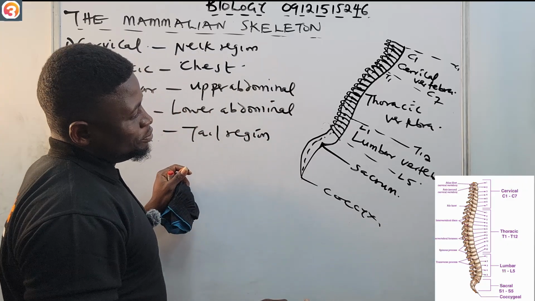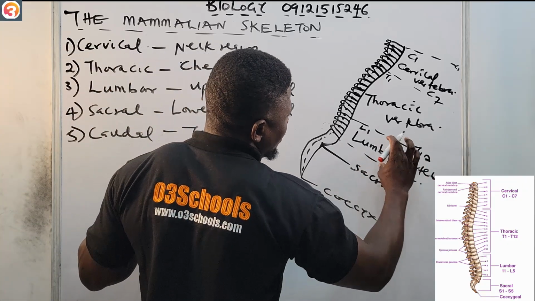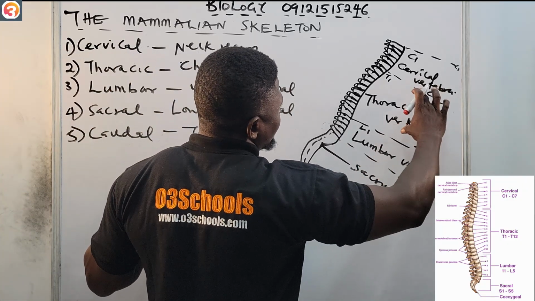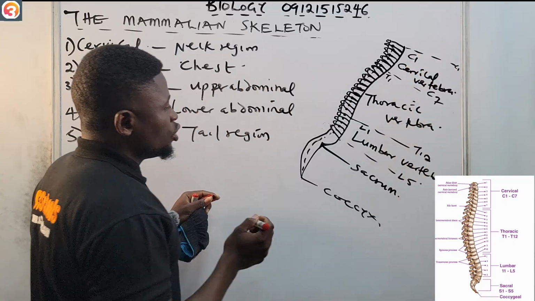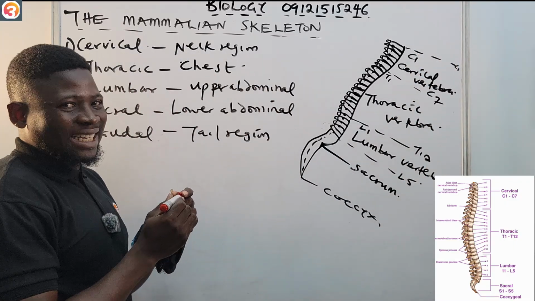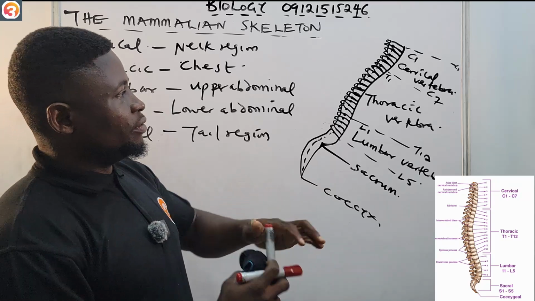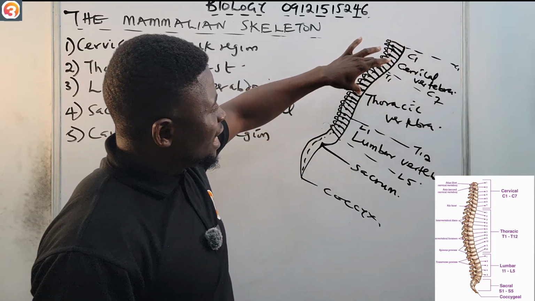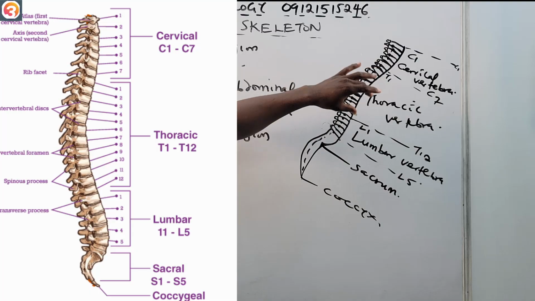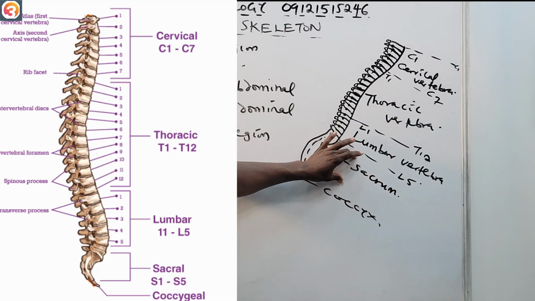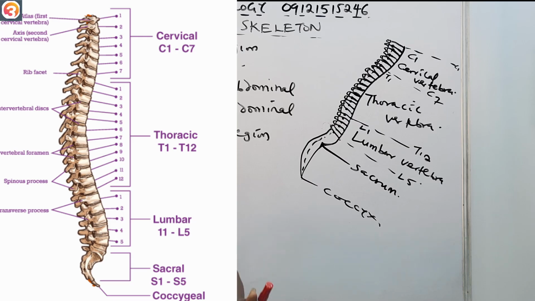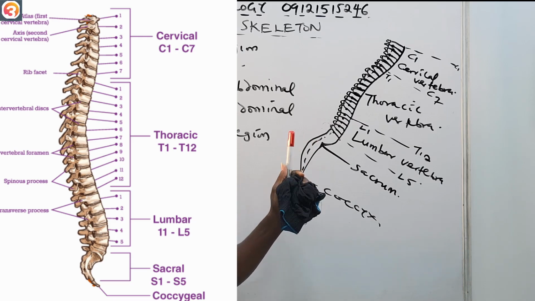So now these are our lumbar vertebrae, L1 to L5, thoracic vertebrae, T1 to T12, and cervical, C1 to C7. All of them are represented here. The first 7 are your cervical vertebrae, the next 12 are your thoracic vertebrae, while the next 5 are your lumbar vertebrae. Then you have your sacrum and your coccyx.